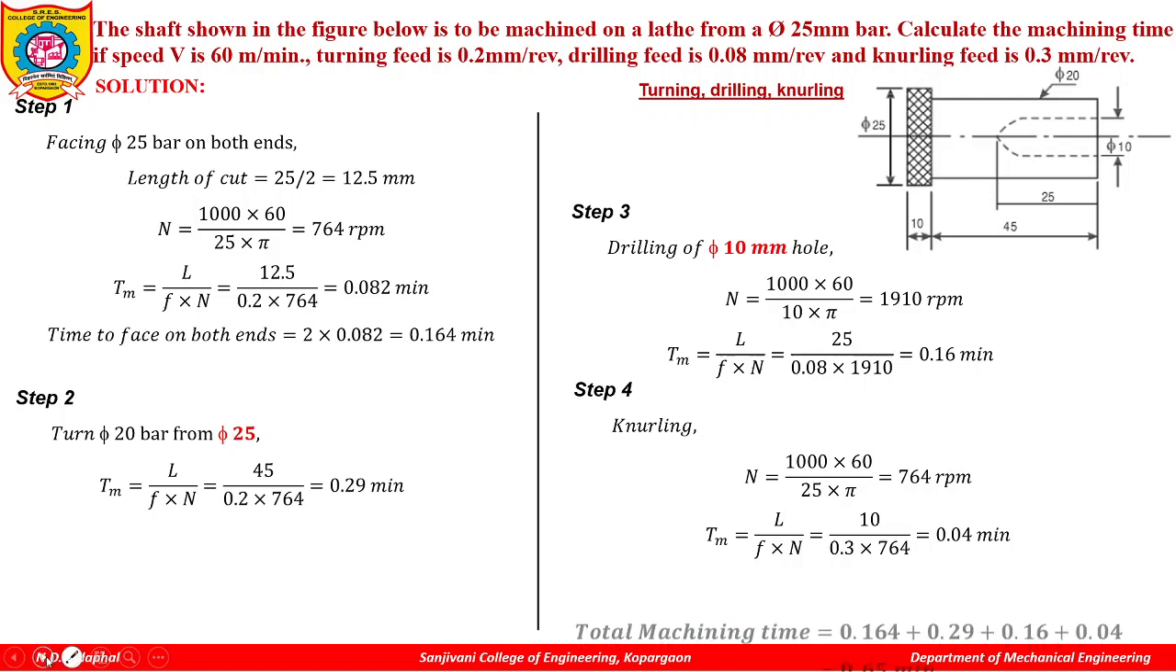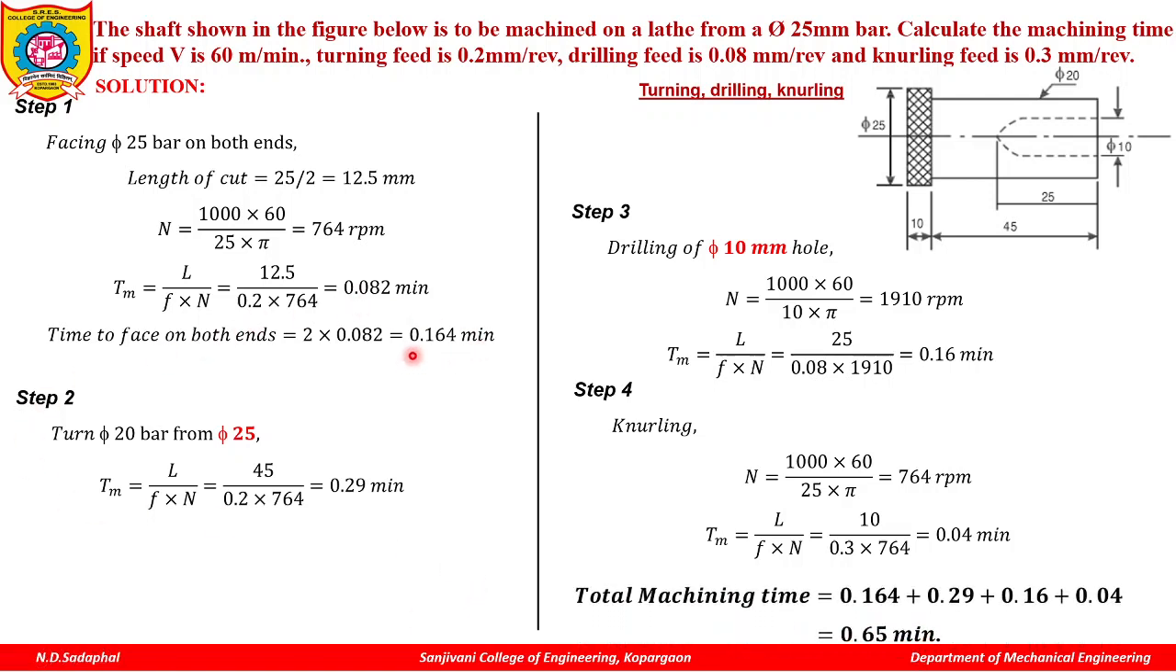So total time will be the time for facing 0.164 plus 0.29 plus 0.16 plus 0.04. So you will get 0.65 minutes. So this is how we can calculate the total time. Okay. So concentrate on both of these problems. The same type of problem will be there in the examination. Thank you.